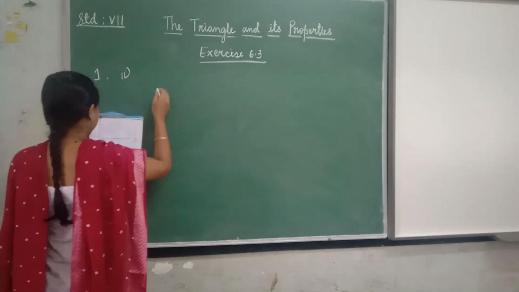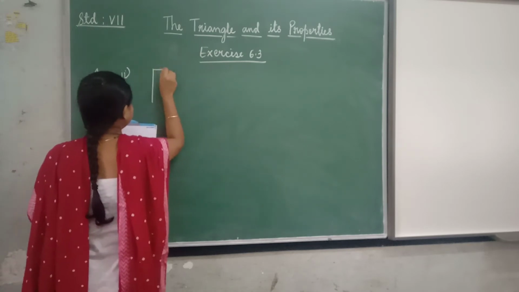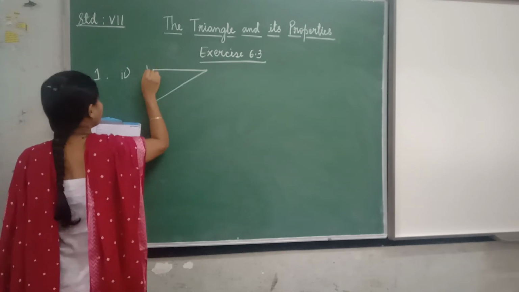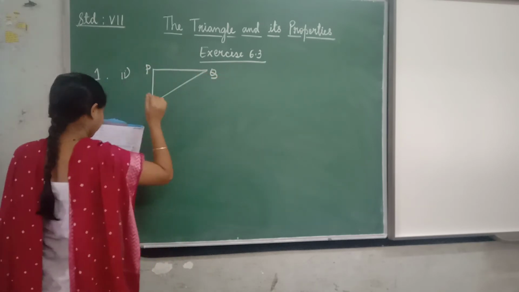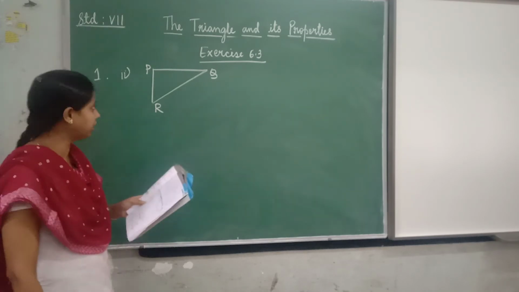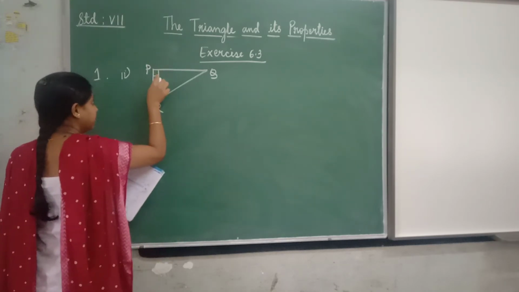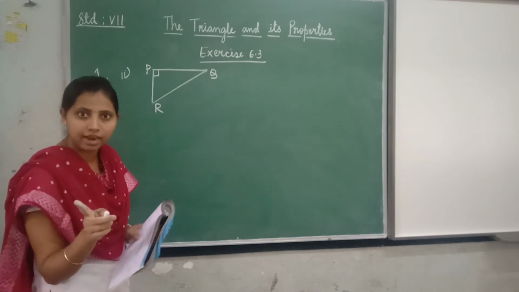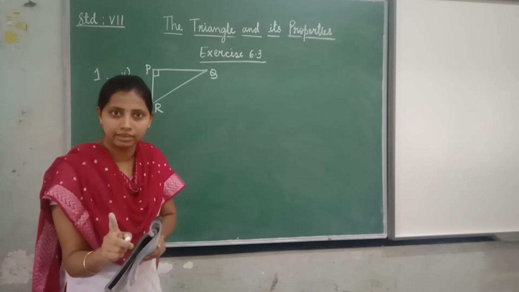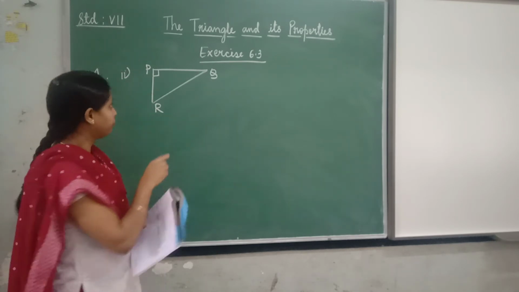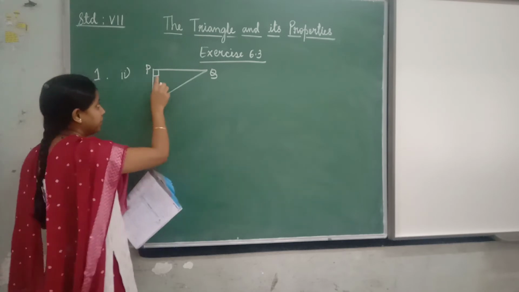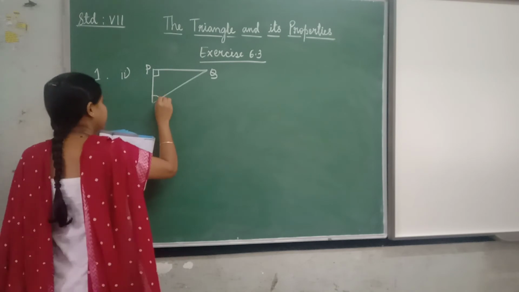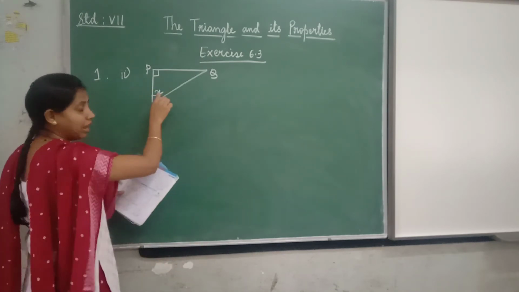Okay. So the second figure is the PQR triangle. And this marking is given. What does it mean, children? It means that the triangle is right angled, 90 degrees. This symbol means that the measurement of that particular angle is always 90 degrees. Then this is given as x, which you have to find.